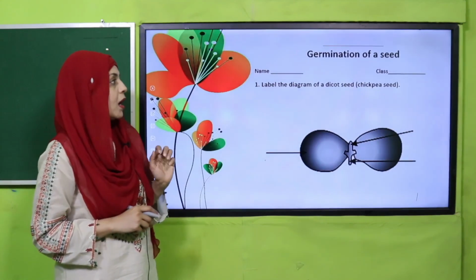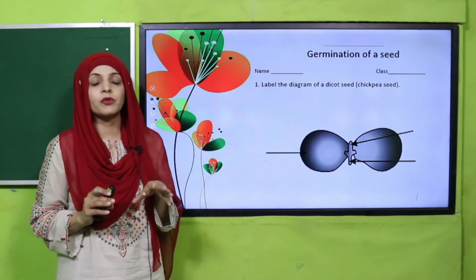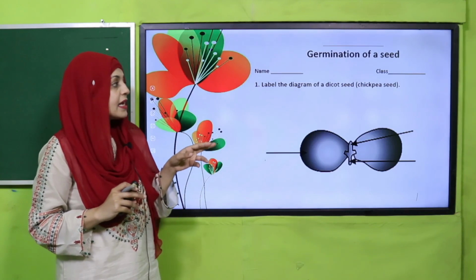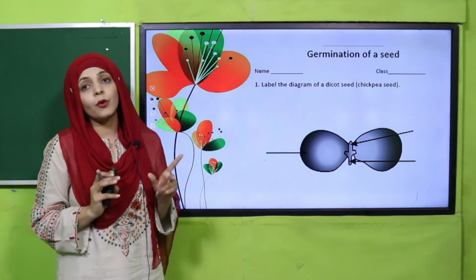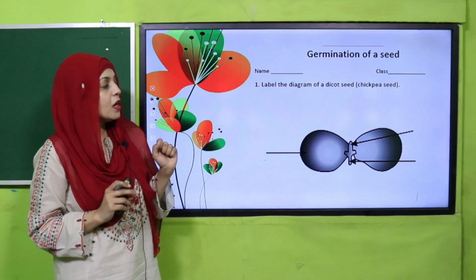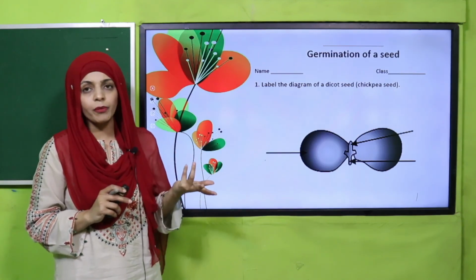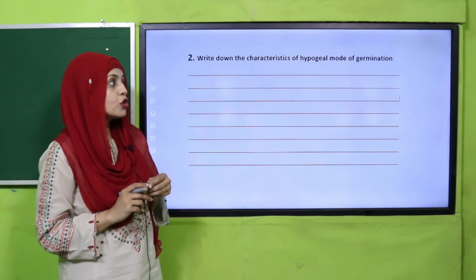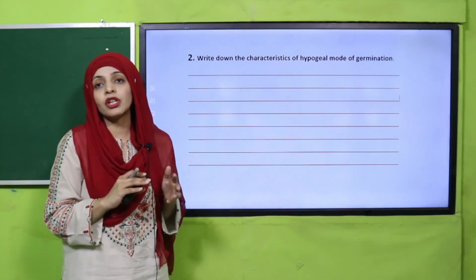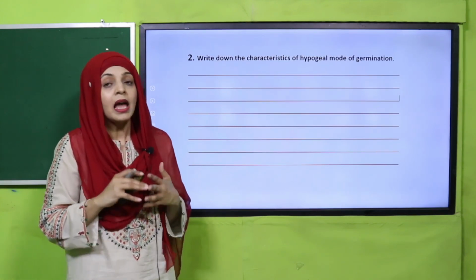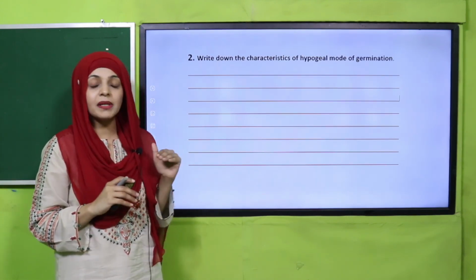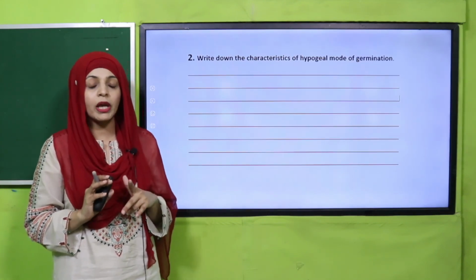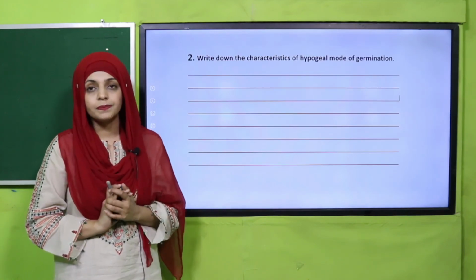For practice, you will download this worksheet from the description box below this video, or you can get it in print form by your teacher. So my dear students, here you can see a dicot chickpea seed, और आपको इसको label करना है, इसके different parts जो हैं. So it's very easy. You can also take help from the book, and it's extremely easy. And then you will write down the characteristics of hypogeal mode of germination. अभी हमने hypogeal mode of germination के characteristics पढ़े हैं, आपको उनको लिखना है यहाँ पर step by step. You can also take help from the book, but try to write it yourself in your words. Okay? Pause the video and complete the worksheet.